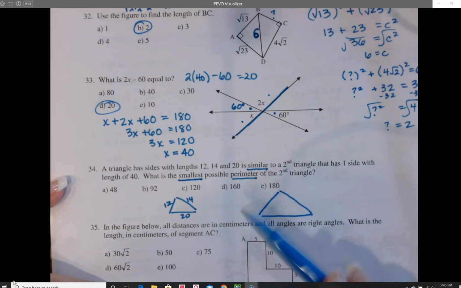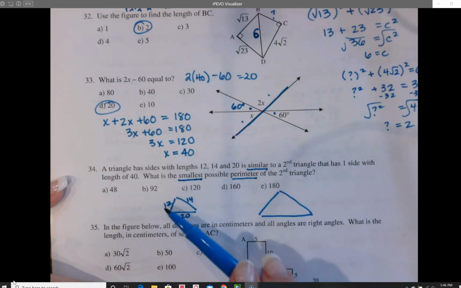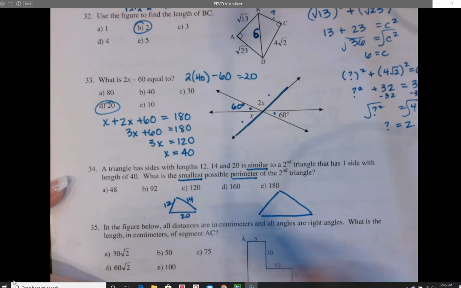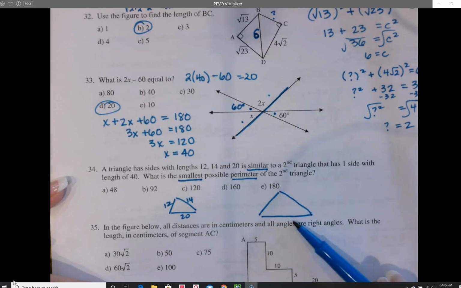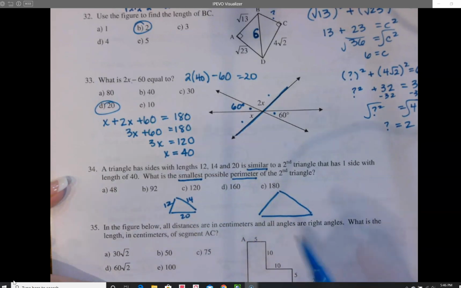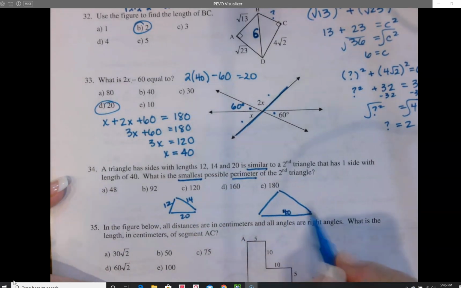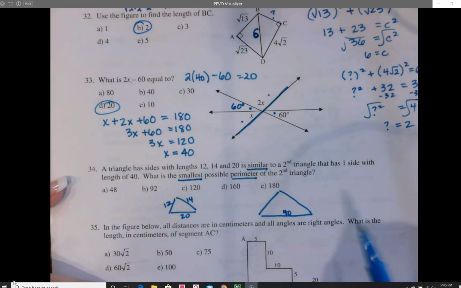So see, if I put this, one side is 40. If I put this 40 matching with the 12, then I'd have 40 and a bigger number and a bigger number. So if I want the smallest possible perimeter, I should match my 40 with the biggest side, because then I'll have smaller number and smaller number, and that's going to get me the smallest perimeter.